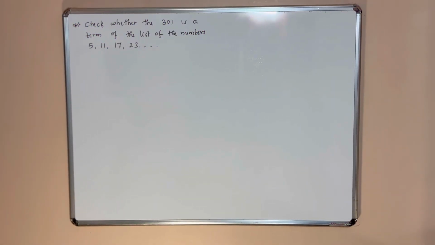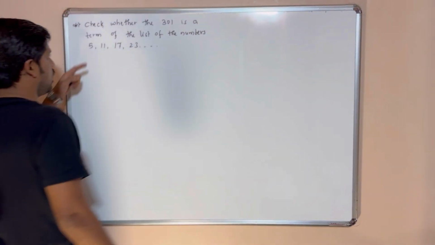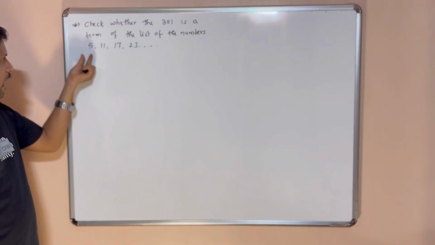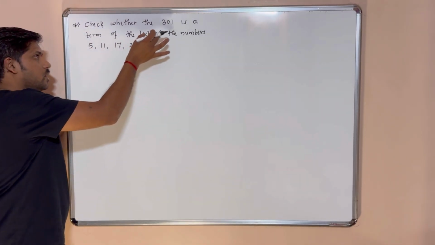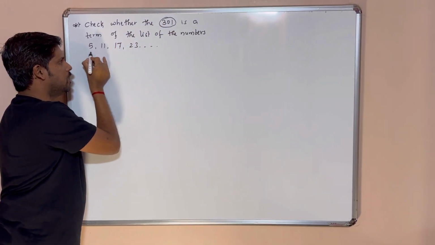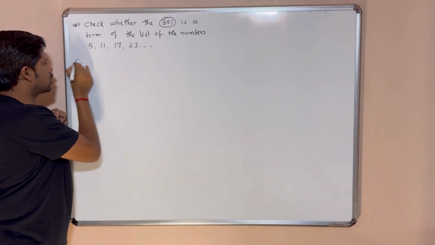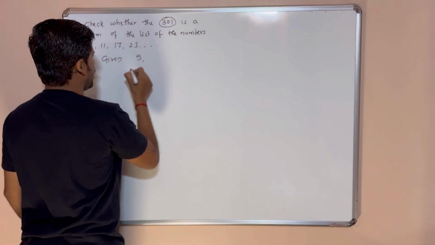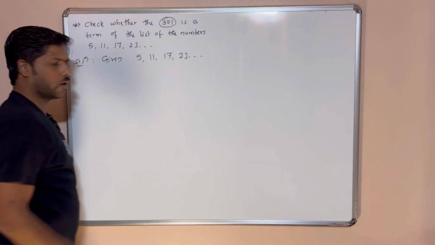So write down next problem. Check whether 301 is a term of the list of the numbers 5, 11, 17, 23 and so on. Here the problem is we have to check whether this number lies in this AP, right? So solution here, given AP 5, 11, 17, 23 and so on.